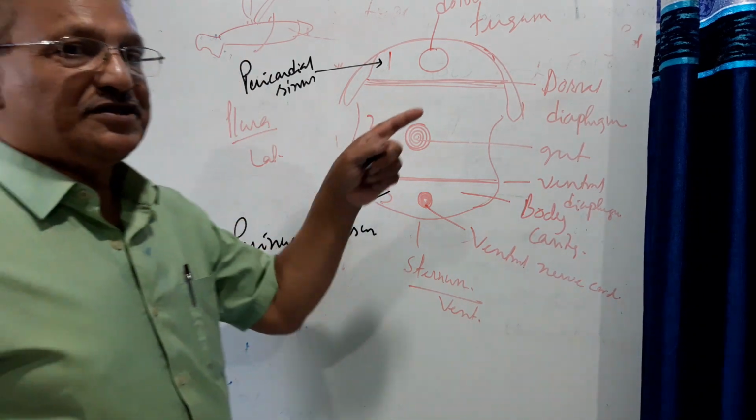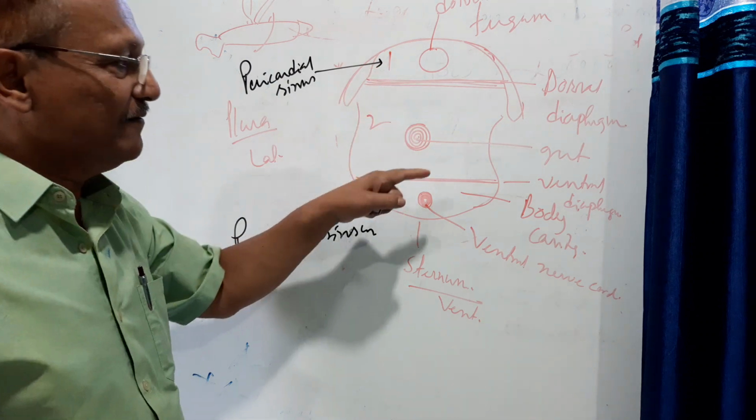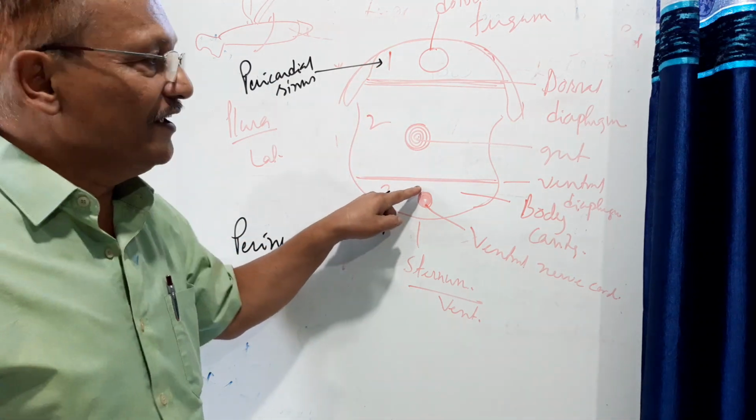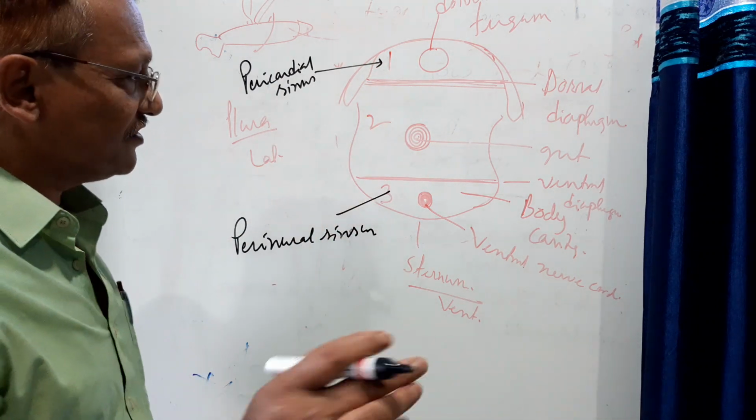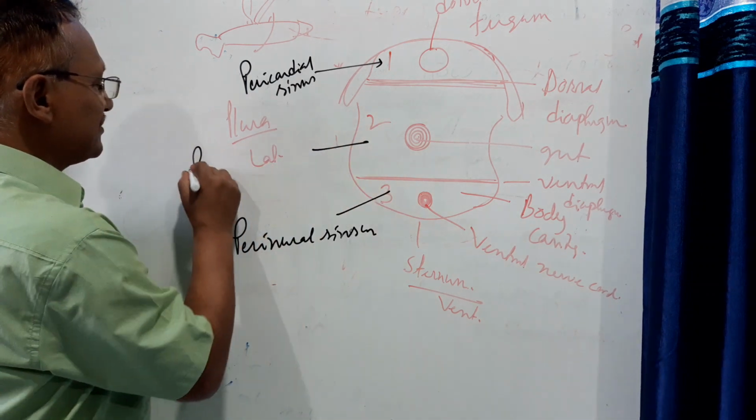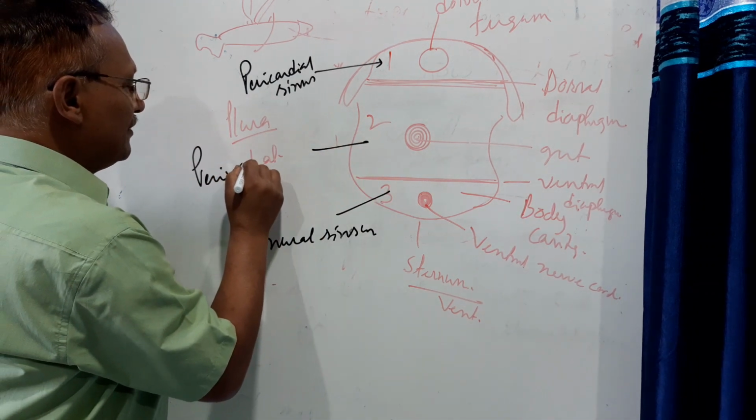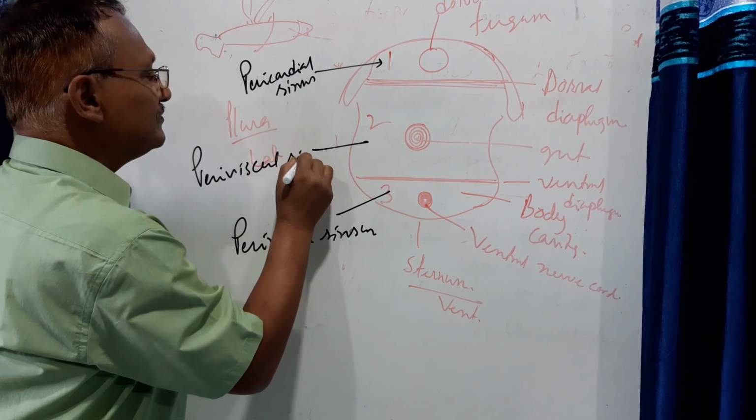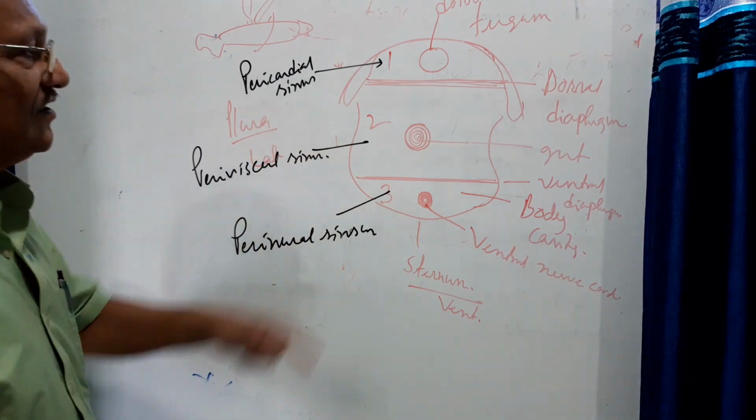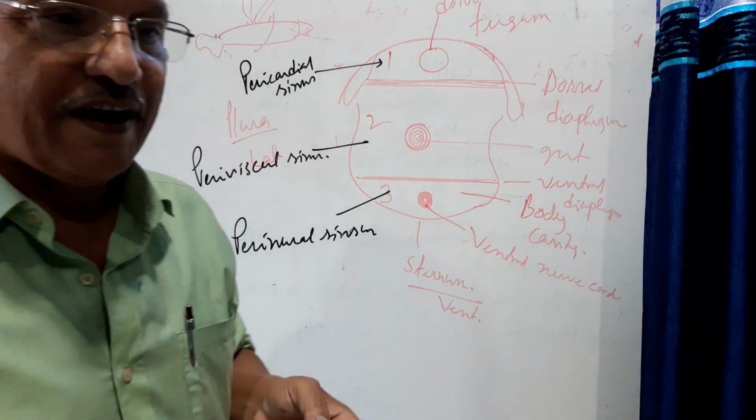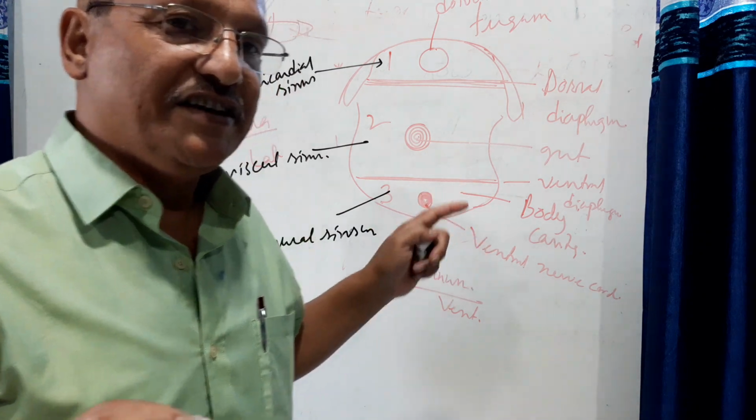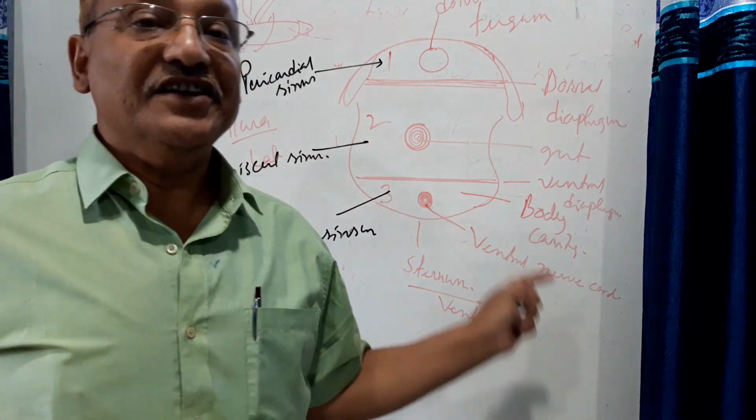And the space between the dorsal diaphragm and the ventral diaphragm, in which the gut is actually situated, is called the perivisceral sinus. This is the cross section of an ideal insect in the thoracic region.